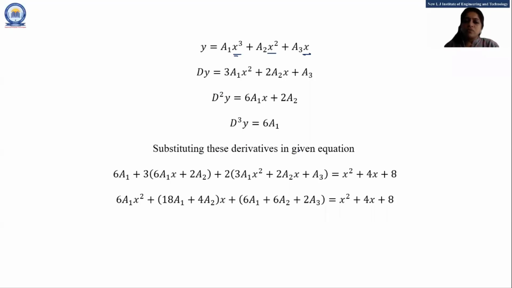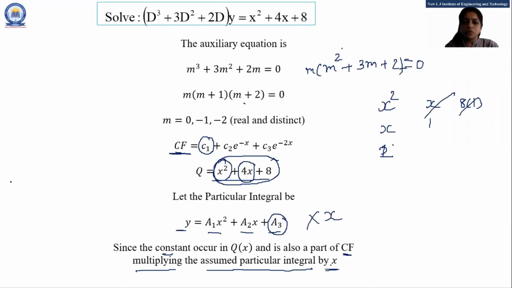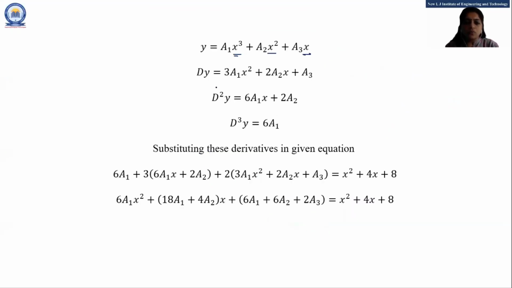Now we substitute these derivatives in the given equation. In which equation do we have to substitute? We have to substitute in our given differential equation, and that is this: d cube y plus 3 d square y plus 2 dy. So this is the value of d cube y, then 3 d square y plus 2 dy. Keep the right hand side the same, x square plus 4x plus 8.